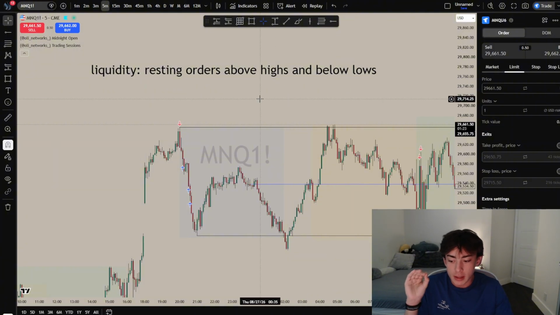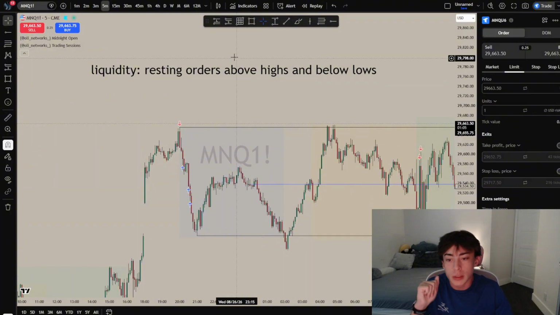I'm going to try to explain this as simply as possible because liquidity was one of the hardest concepts for me to understand. I had to watch like nine different videos on it. I was staring at the charts, and for some reason I just couldn't get it. It couldn't make sense to me. I couldn't look for it on the charts, and I did not know what I was looking for. So I'm explaining this as simply as possible.